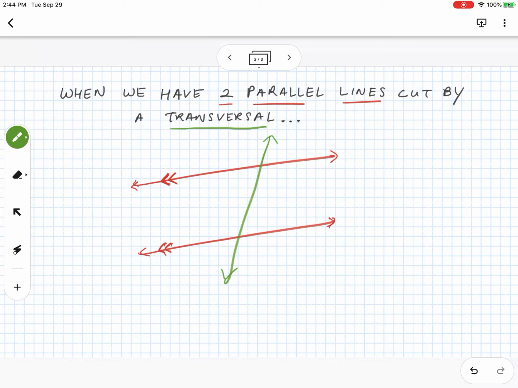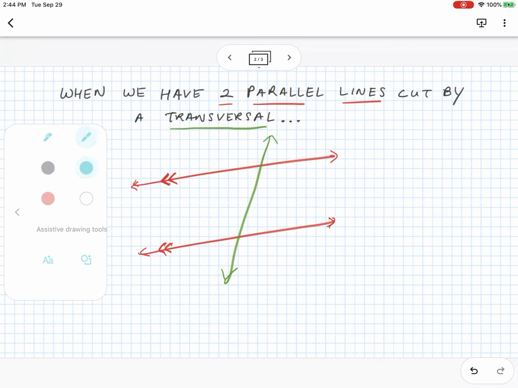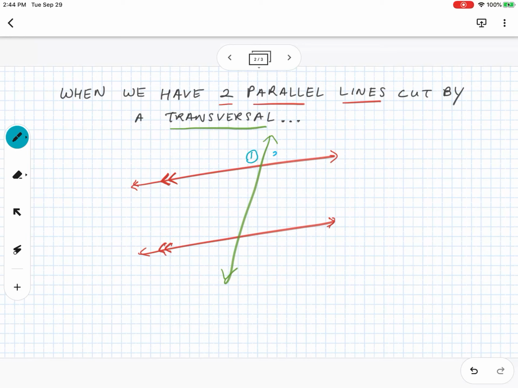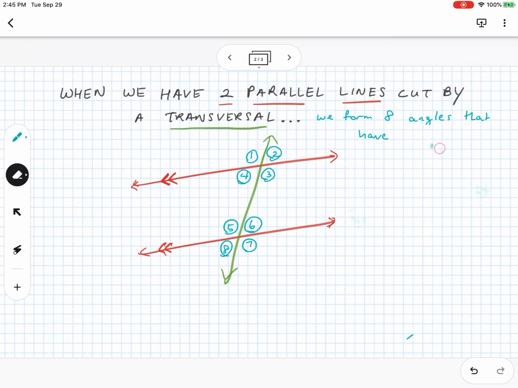And when we have those two lines cut by a transversal, so we'll just draw a line that goes straight through like that, I want you to notice what forms. So we have an angle, another angle, another angle, another angle, another one, and another one, and then another one, and then another one. And we have 8 angles. So when we have two parallel lines cut by a transversal, we form 8 angles that have unique relationships to each other.